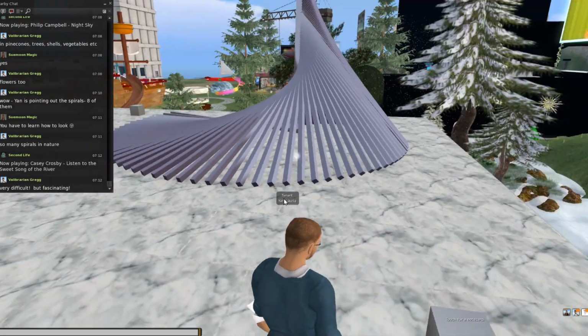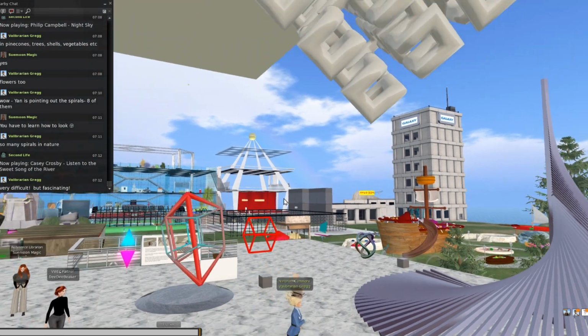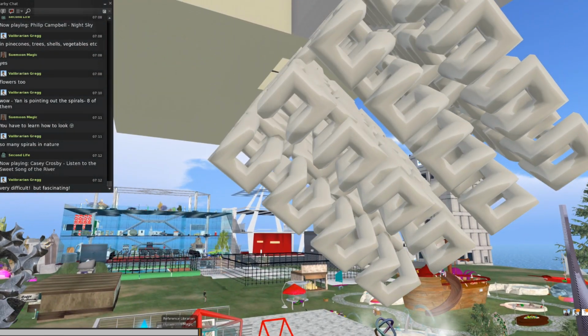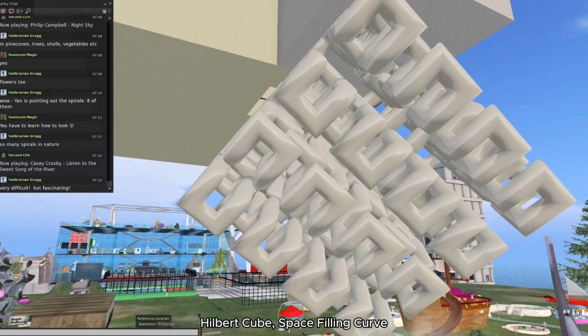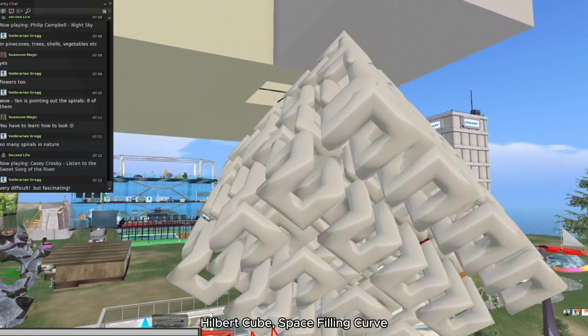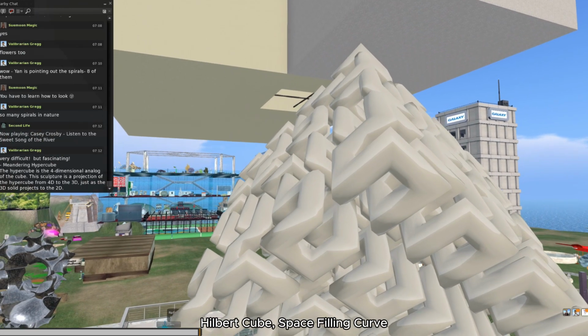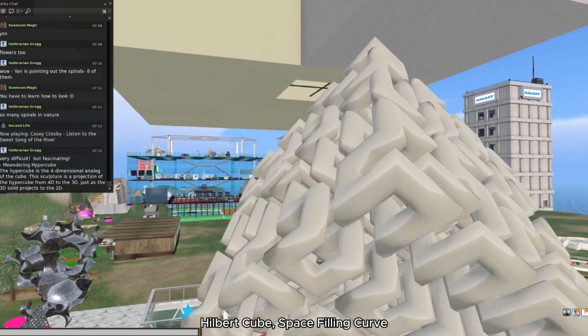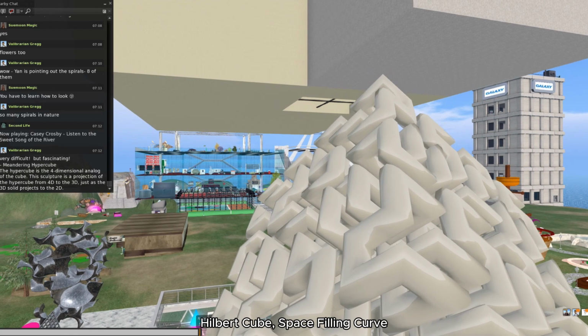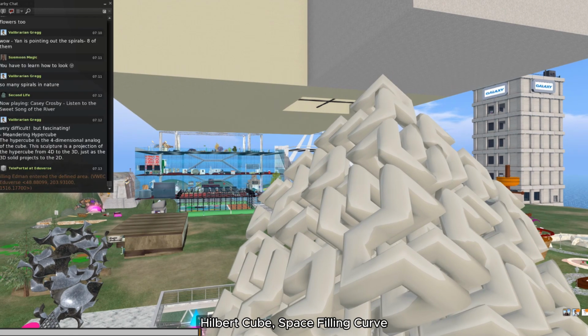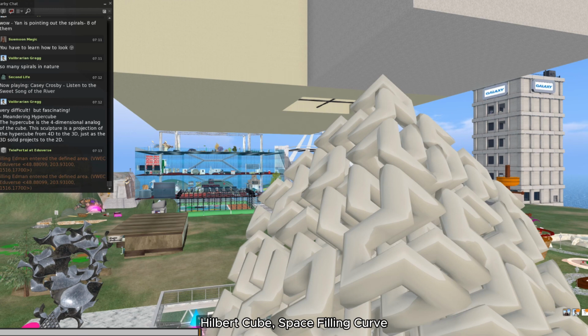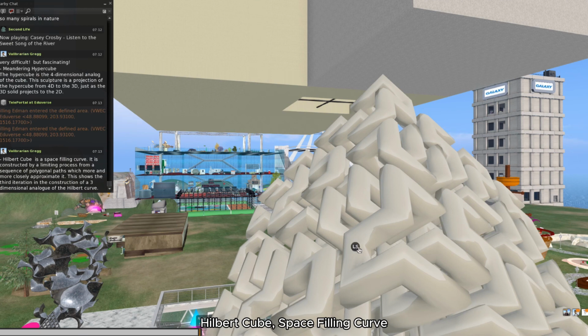Next, look up above. This is the Hilbert space filling curve. It is constructed by a limiting process from a sequence of polygonal paths which more and more closely approximate it. This shows the third iteration in the construction of the 3D analog. So very interesting, space filling curves.